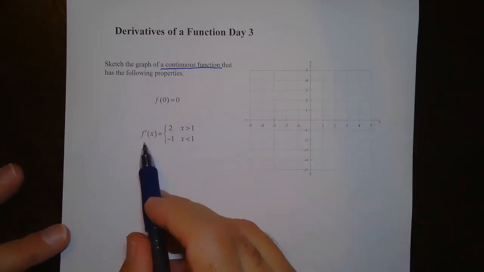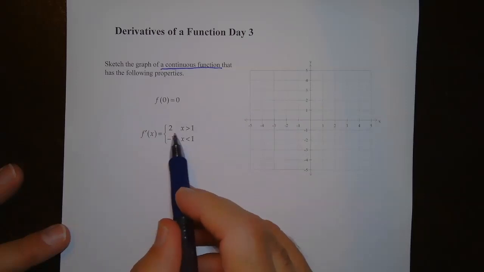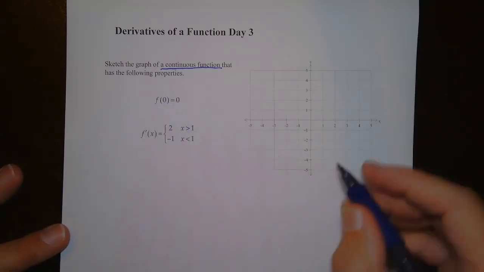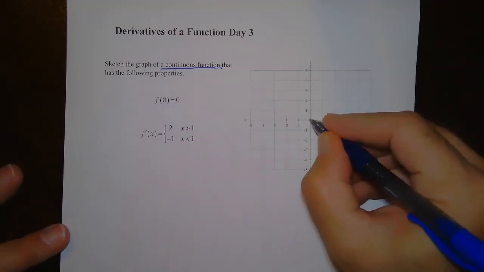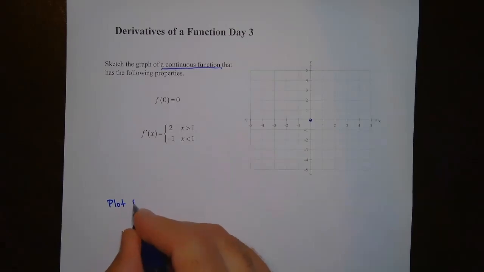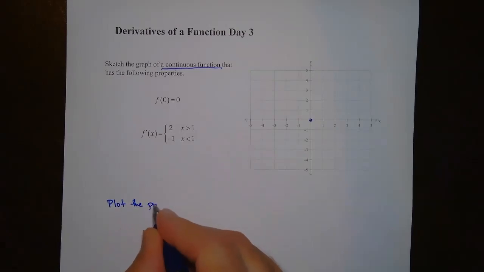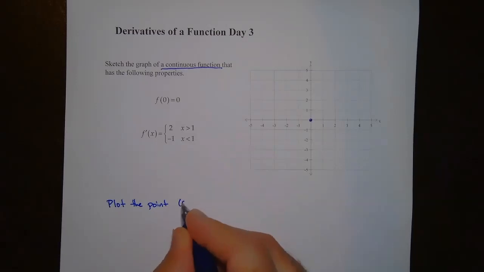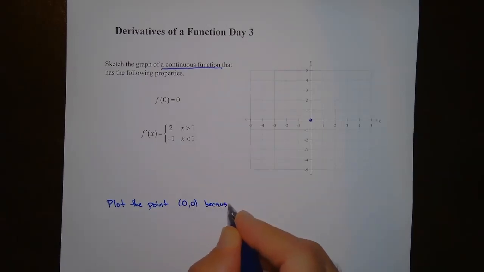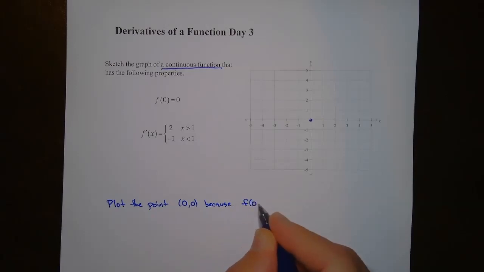And this is also saying f prime of x is equal to 2 when x is greater than 1 and negative 1 when x is less than 1. So this point 0, 0 is going to wind up being right here. Okay, so that's the first thing we need to do is plot any known points, okay? Plot the point 0, 0, because we know f of 0 is equal to 0.